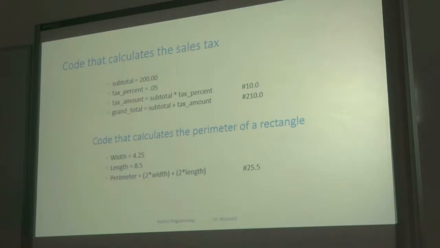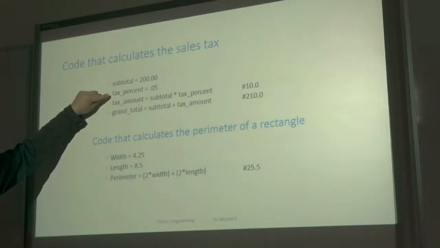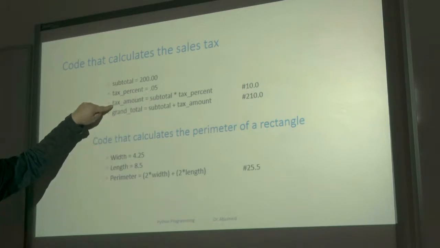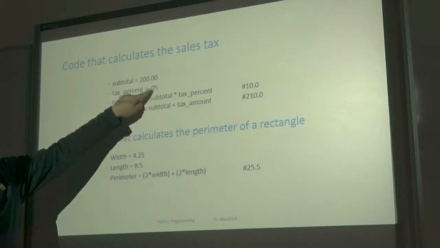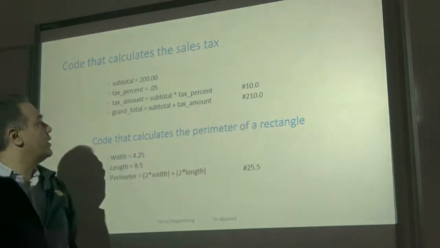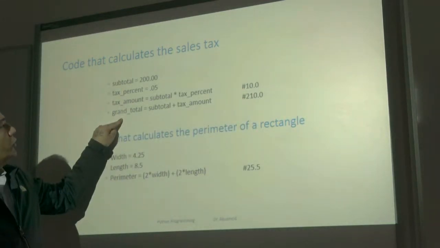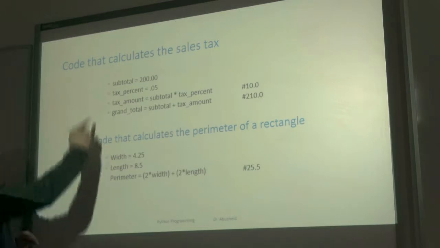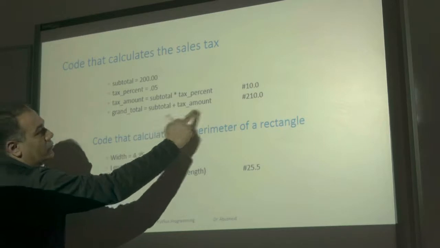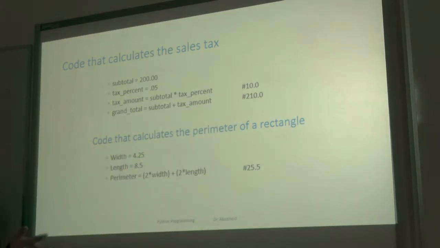This is code that calculates the sales tax. You have the subtotal and the tax percentage, which is a float. The tax amount, which is the subtotal multiplied by the tax percentage, will give you $10 in this case. And then for the grand total, you add the subtotal to the tax amount, which will give you 210.